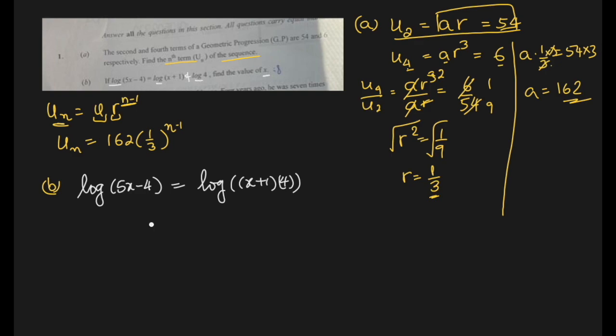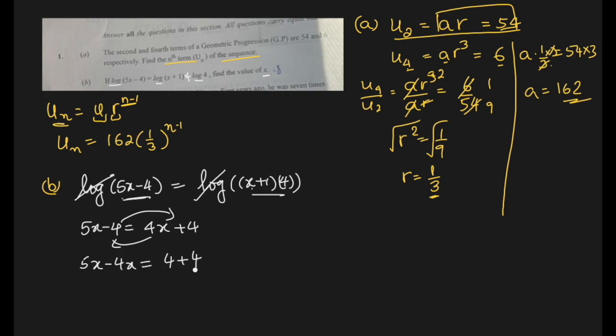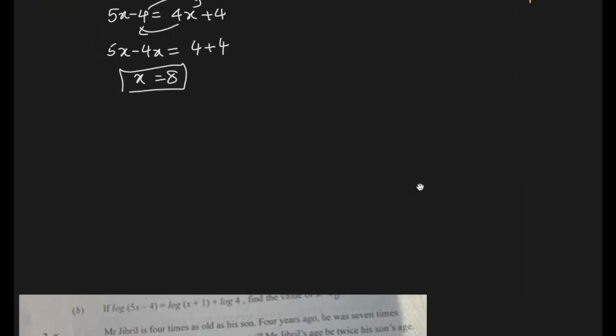Okay. So both of them are logs, so we can ignore the logs and just equate their contents. So 5x minus 4 is equal to 4x plus 4. Yeah, 4 times x, 4 times 4. Let's bring x there and negative 4 here. So 5x minus 4x is equal to 4 plus 4. x is equal to 8. Got both parts. All right.